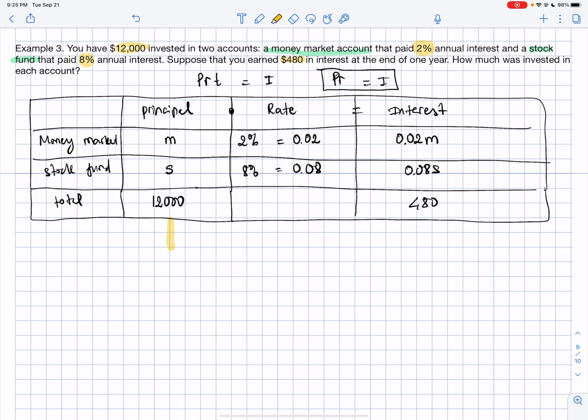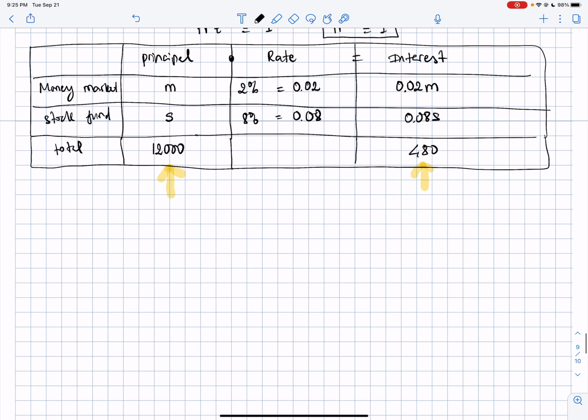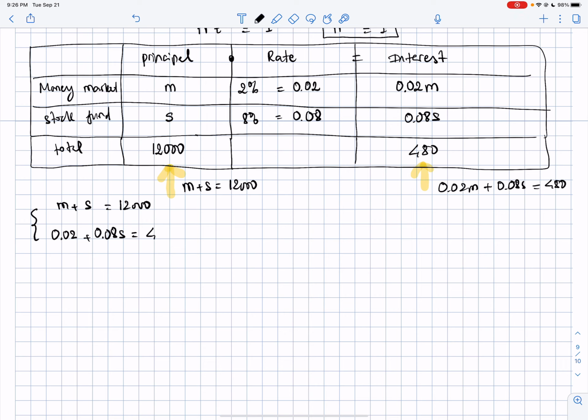Now from this column and this column, we will set up the equation. The equation will be M plus S equals 12,000, and 0.02 M, which is the interest from the money market account, plus the interest from the stock fund, will give us the interest for the total, 480. So we have the system of equations. Then we will solve this system.